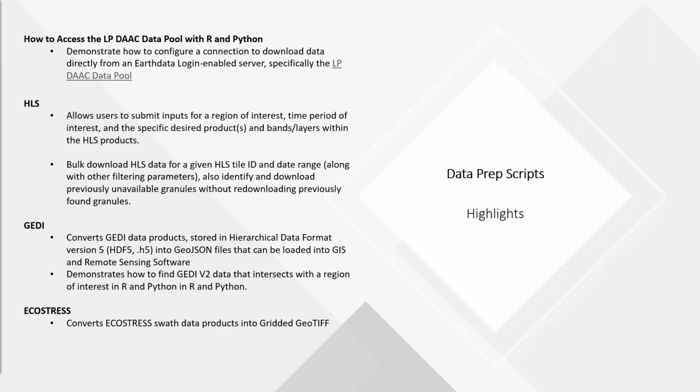Using the data prep scripts that are available for GEDI data, you can find GEDI data that intersect with your region of interest in R and Python. And if you don't know how to work with the hierarchical data format, you can also convert your data into GeoJSON that can be loaded into GIS and remote sensing software. ECOSTRESS version 1 includes data sets that are being distributed in a swath format. So we have a data prep script that enables you to convert your swath data set into gridded GeoTIFFs and start your work.